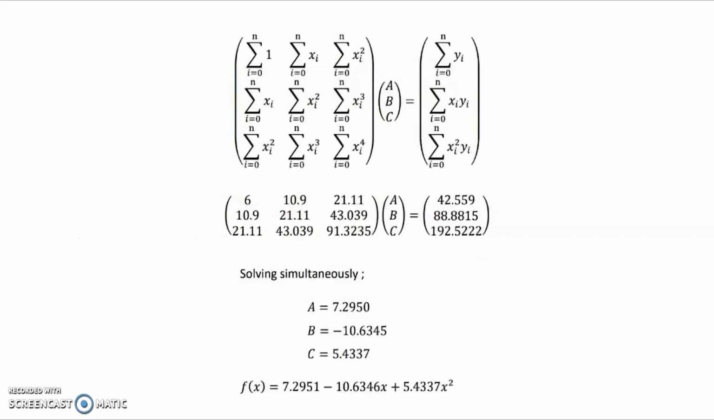calculator. After getting all the unknown values in the matrix form, we can solve it simultaneously or by using calculator to get the value of A, B, and C. For the final answer, we just substitute the value of A, B, and C into the fx equation.